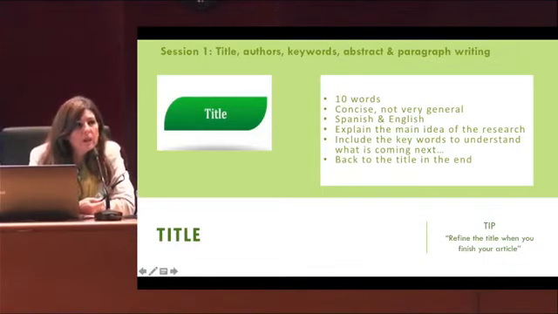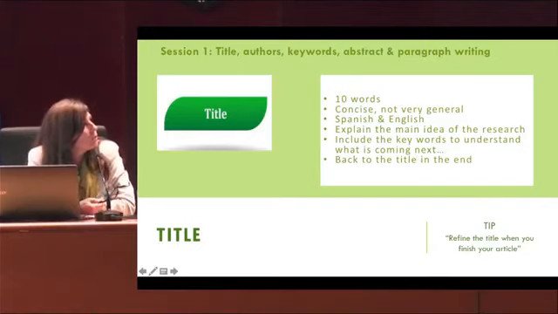Usually, editors, when talking about very high impact journals, they ask you to write a title in which 10 or maybe 15, no more than 15 words are included in the title. So as we have just 10 or 15 words, we have to be very precise. We have to choose the proper word for us to go on. So the second point says concise, not very general.